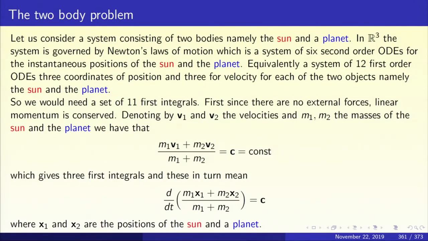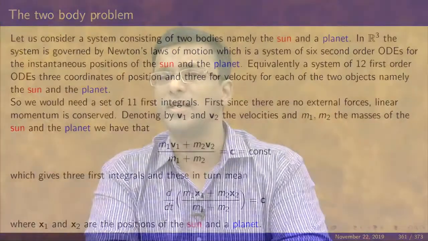So what are the variables? There are two bodies, Sun and the planet, 3 coordinates of position for the Sun, 3 coordinates of position for the planet, 3 coordinates of velocity for the Sun and 3 coordinates of velocity for the planet, totaling 12. So now we know that there are no external forces. So linear momentum is conserved, total linear momentum is conserved. So m1 v1 plus m2 v2 is going to be constant. So divide by m1 plus m2, since mass is conserved, we get that (m1 v1 plus m2 v2) upon (m1 plus m2) is c, boldface c. That gives you three constants of motion, three first integrals.